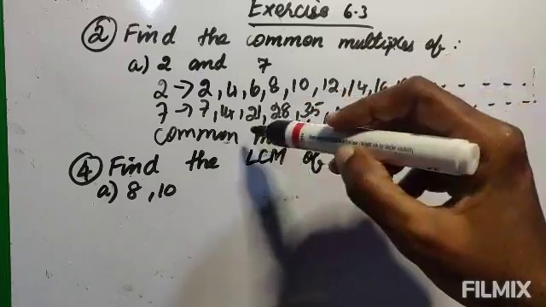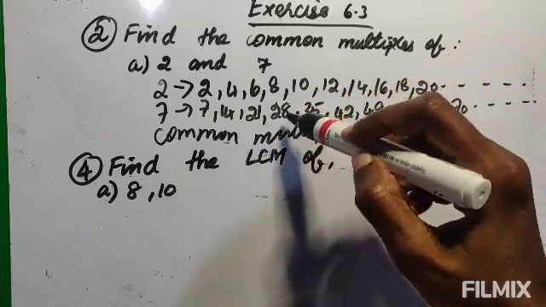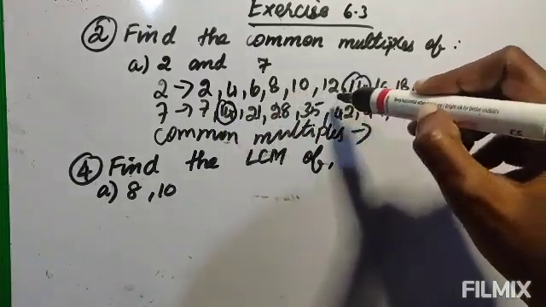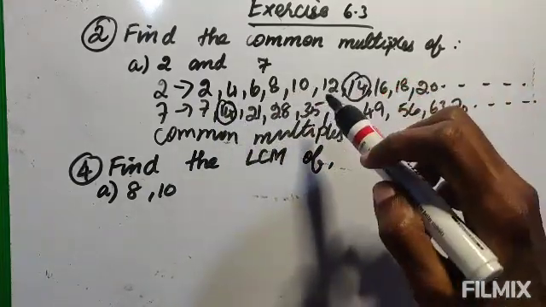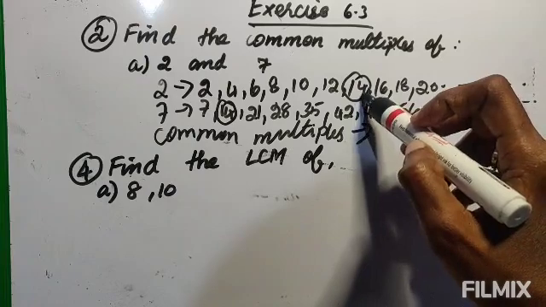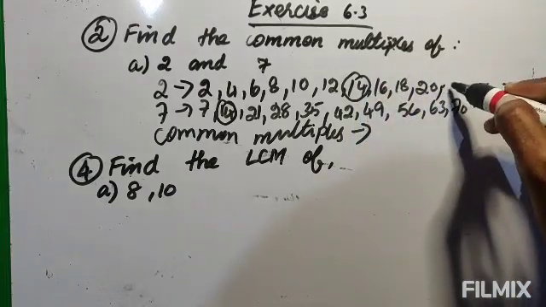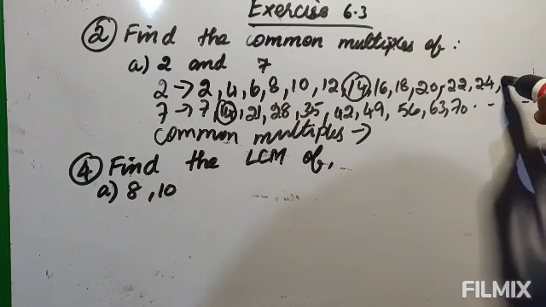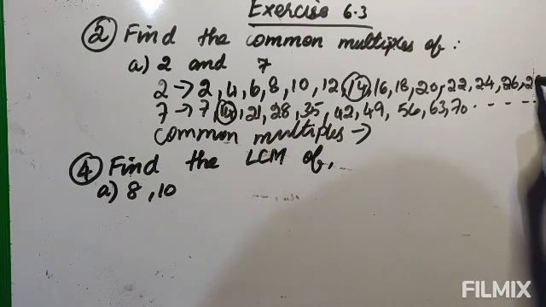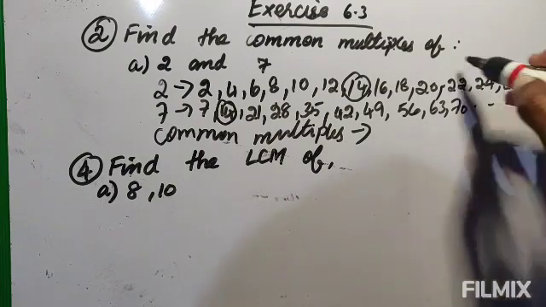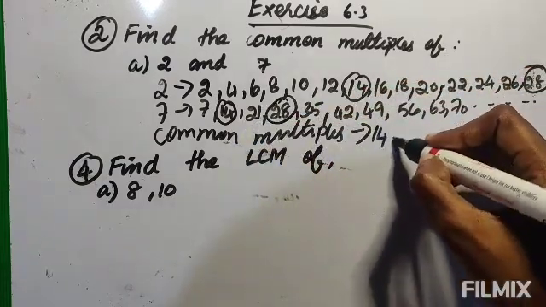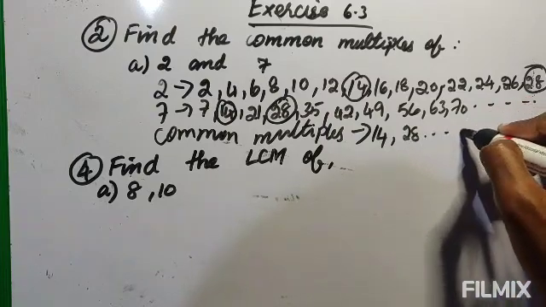In this you have to find out which are common. 14 is the first common one. After 14, the next will come 28. Here we have not written 28, but the next common multiple will be 28. So 14, 28, and it will go on like that.